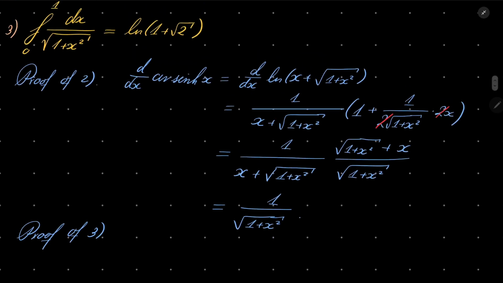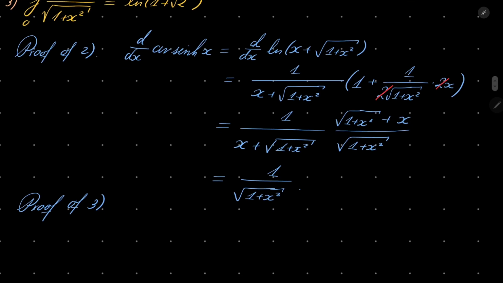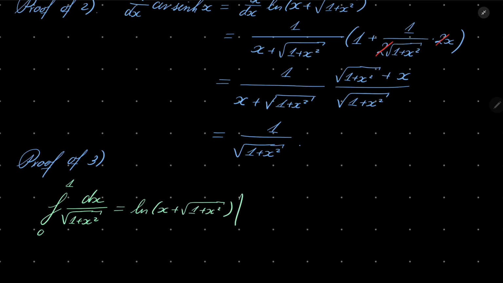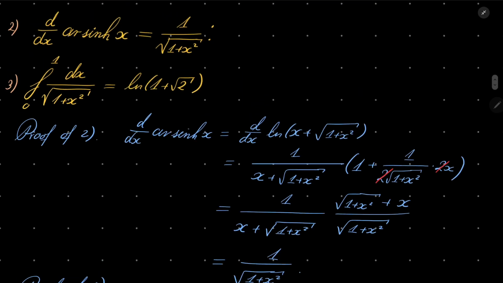So we wish to evaluate the integral from 0 to 1 of 1 over the square root of 1 plus x squared. Well, it's much simpler now, since we know the antiderivative of our integrand. It's just the natural log of x plus the square root of 1 plus x squared, evaluated from 0 to 1. If I plug in 1, I have the natural log of 1 plus the square root of 2. And if I plug in 0, I have the natural log of 1, which is 0. So it's proven.